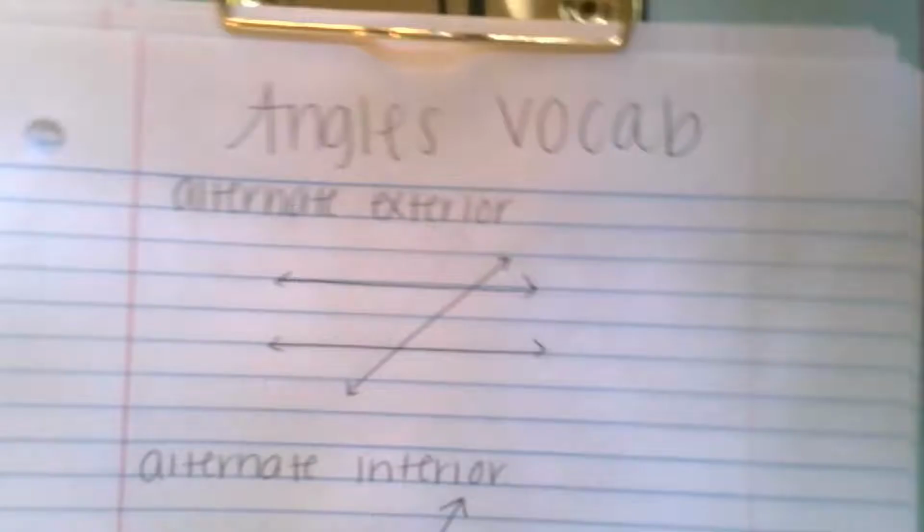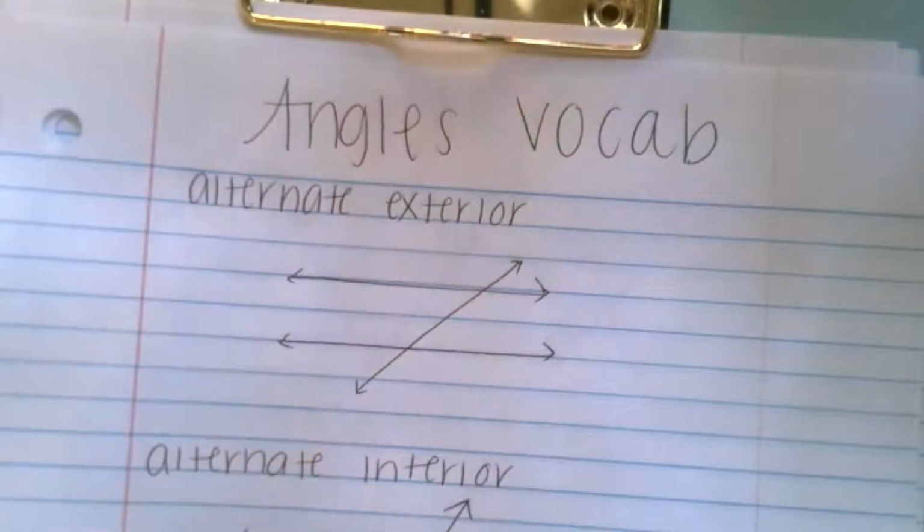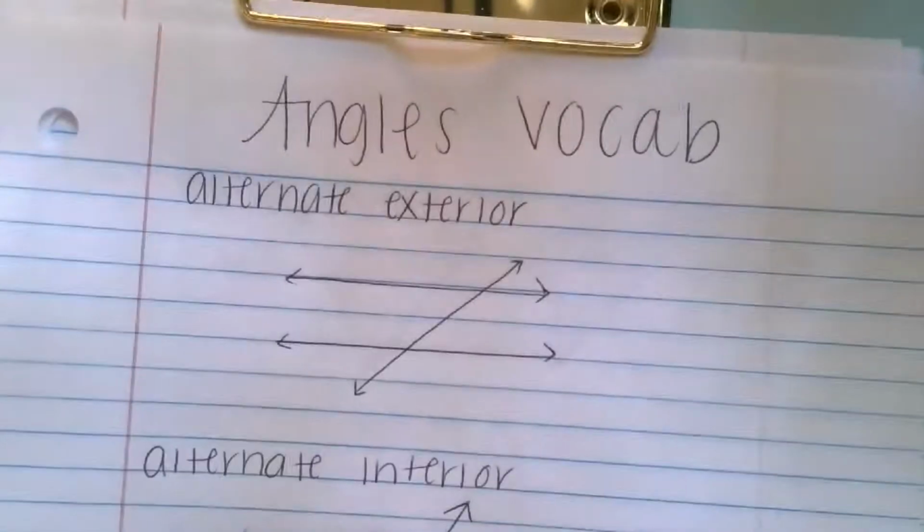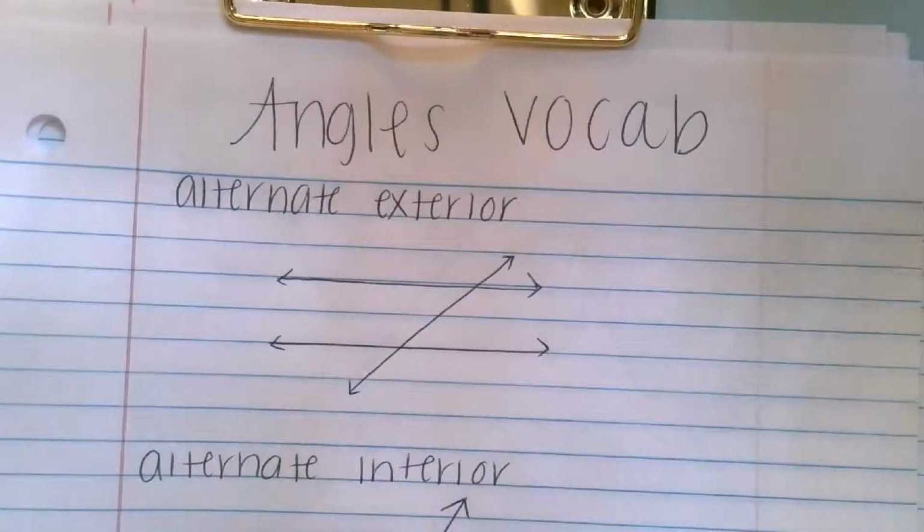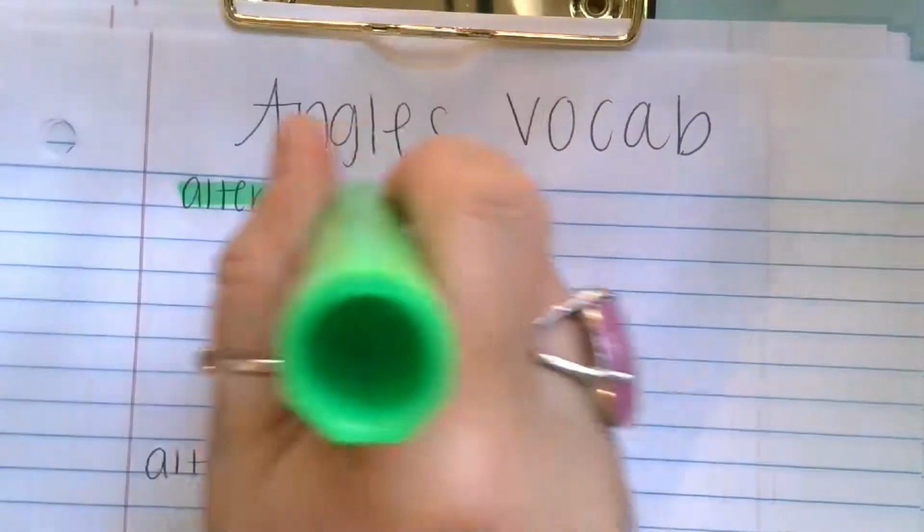Hi guys, so in this video we are going to be going back over the different angle vocab as well as applying that vocab and setting up equations to solve for missing angles. Okay, so our first angle relationship that we are going to talk about is alternate exterior angles.